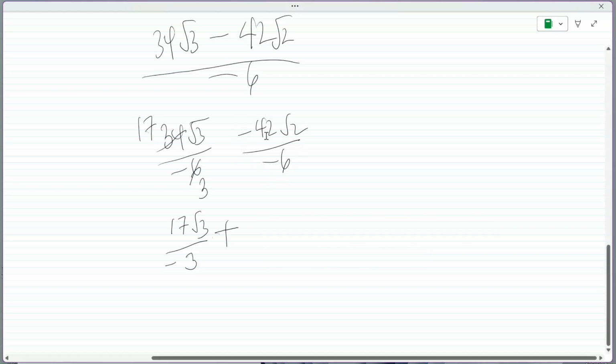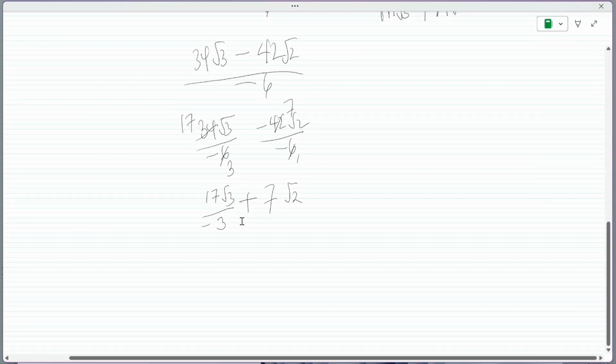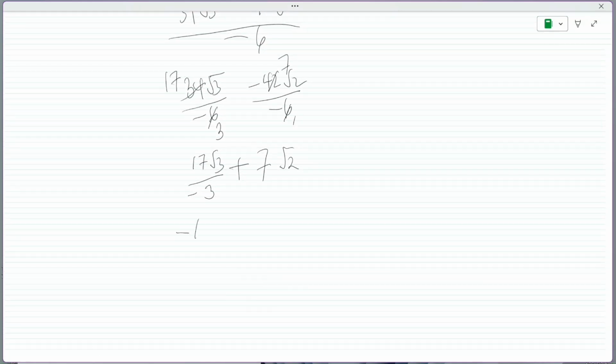Then you have 6 can go in 42. 6 in 6, 1. 6 in 42 is 7. So you have 7 root 2. You still have your root 2 here. You have the minus below, but you can move it up. It's allowed in math, you can move it up or you move it in front. So you have it as minus 17 over 3 root 3 plus 7 root 2.